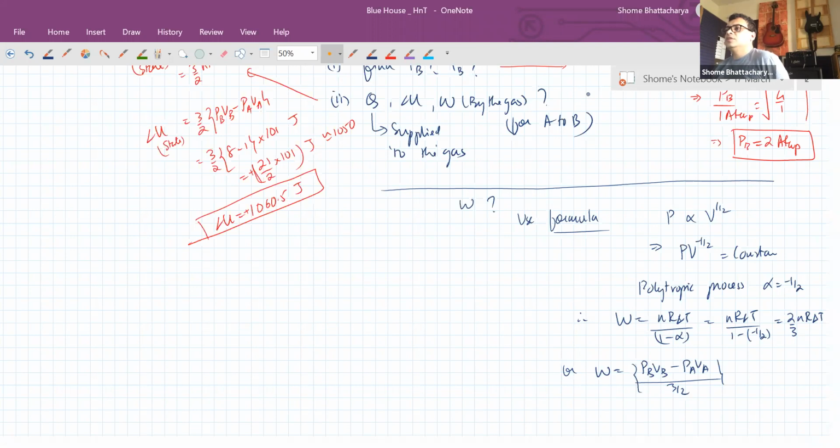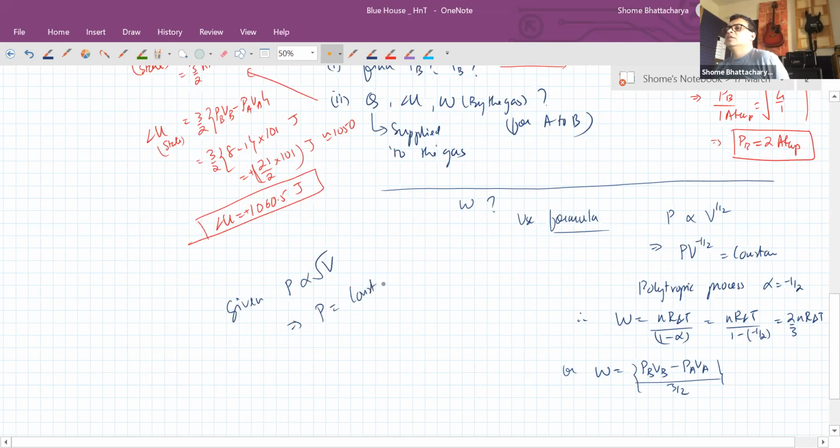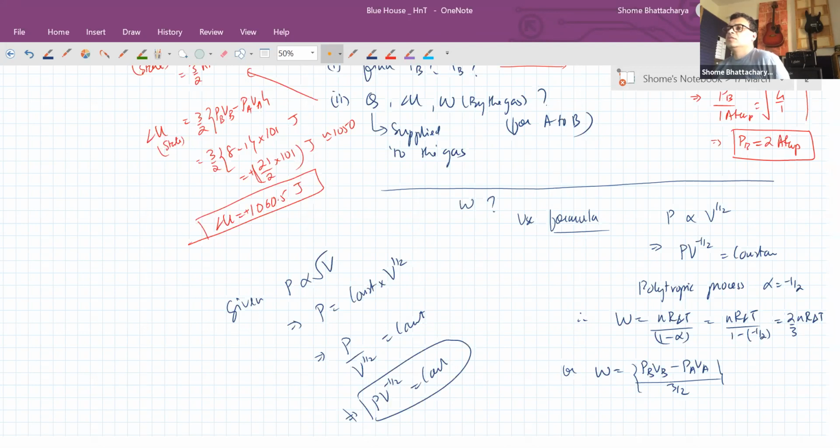How we got alpha's value? See, we are given that P is proportional to square root of V. That means P is equal to some constant into V to the power half. So that means P upon V to the power half is equal to a constant, or PV to the power minus half is equal to a constant. Okay, understood?